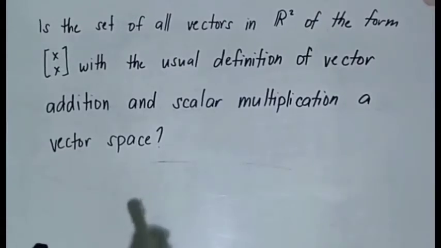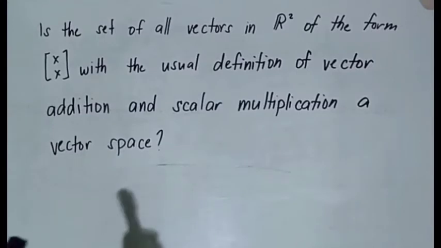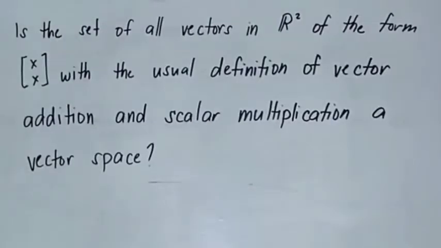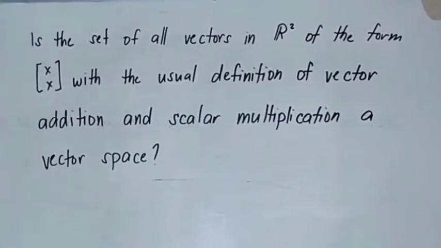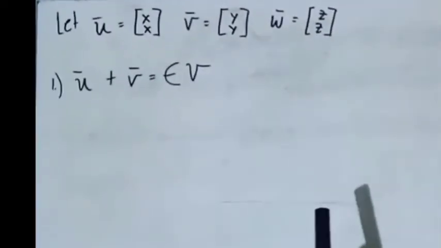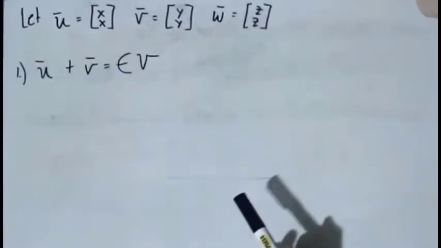Here we're gonna prove if the set of all vectors in R2 of the form (x, x) with the usual definition of vector addition and scalar multiplication is a vector space. So in your module, you have the properties of a vector space. So we're gonna use that to prove that all vectors in R2 of this form are a vector space. So we will let vector U be (x, x), vector V be (y, y), and vector W be (z, z). So we're going to prove these are a vector space using the properties.